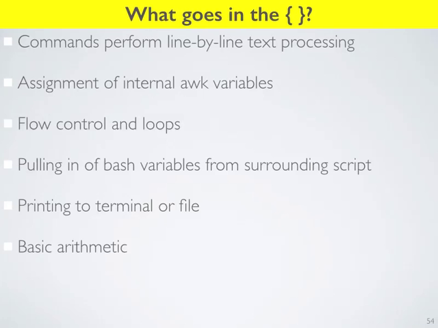Okay, you have to assign internal variables. You need loops. You can actually pull in bash variables from the surrounding script. And so we said it was bash, bash, bash, bash, bash, awk, quotation mark, then it was awk. So that's the awk stuff there. Close quotation mark, we're back to bash. So you can actually pass things from bash into awk. And we'll show that in 1 second. You can print the terminal or file, and awk can do some basic arithmetic. So this is the most important thing. Think about it processing a text file line by line, and you can pull in bash variables from the surrounding bash script. Okay.